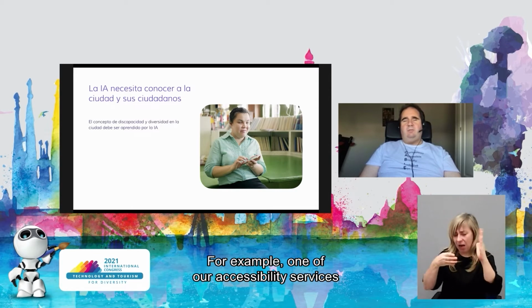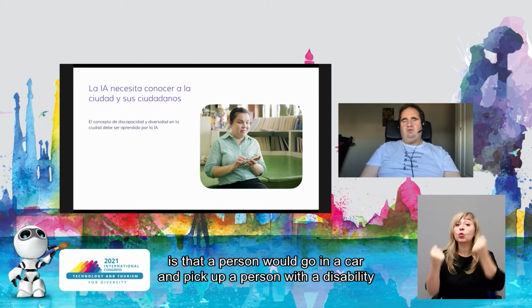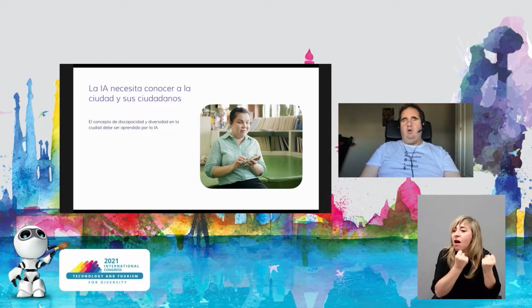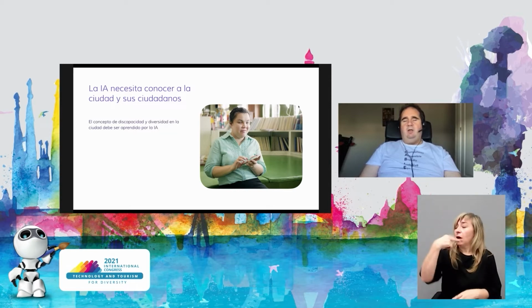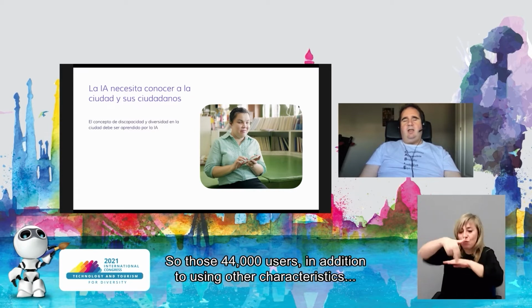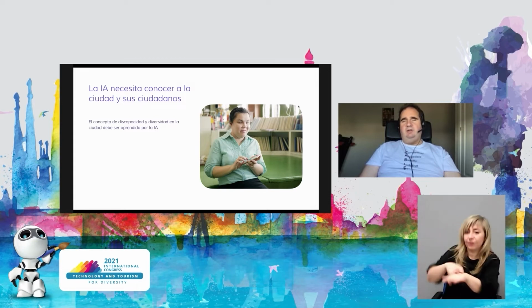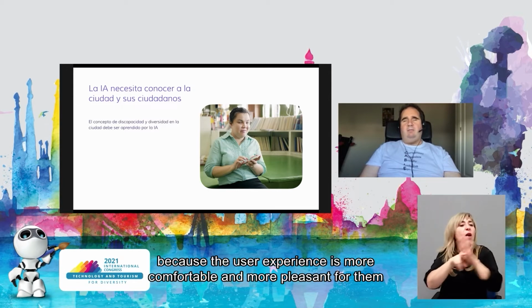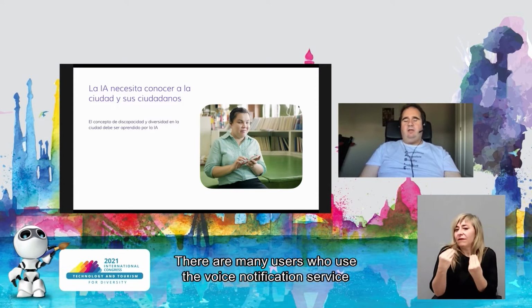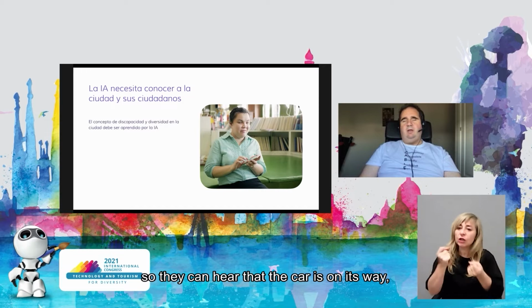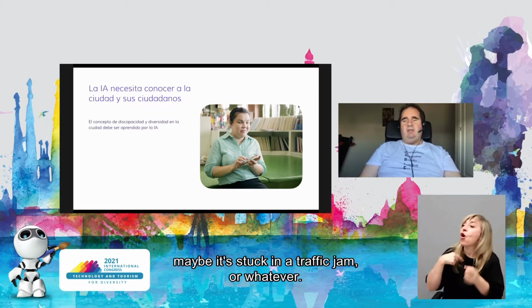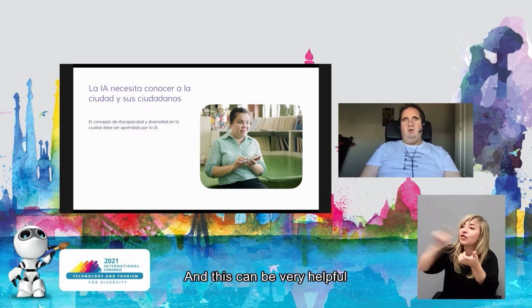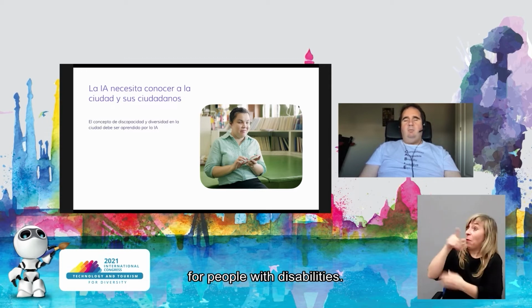That's been identified. For example, one of our accessibility services is that a person would go in a car and pick up a person with a disability. A blind person, for example, maybe can't see the vehicle, or an elderly person might be not very mobile. So those 44,000 users, in addition to using other characteristics, but there are people with no disabilities, really, use these services as well, because the user experience is more comfortable and more pleasant for them. So there are many users that use the voice notification service, so they can hear that the car is on its way, that maybe it's stuck in a traffic jam or whatever. And this is for people with different disabilities. It can be very, very helpful.